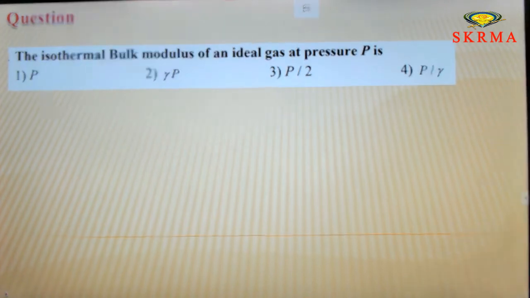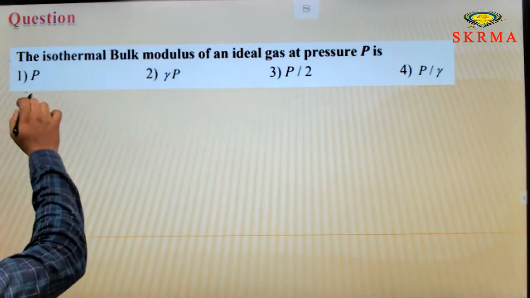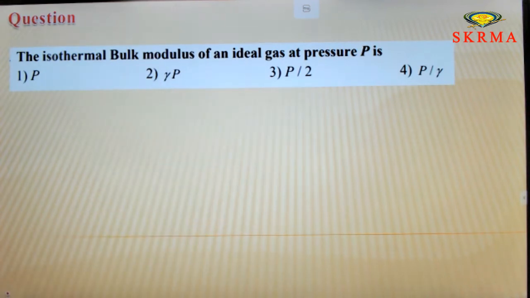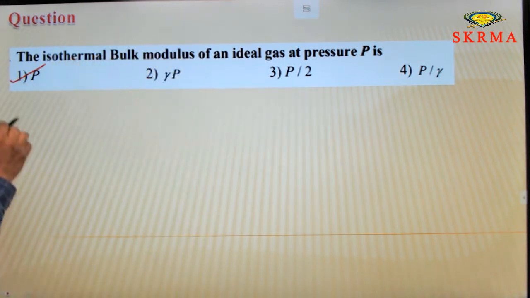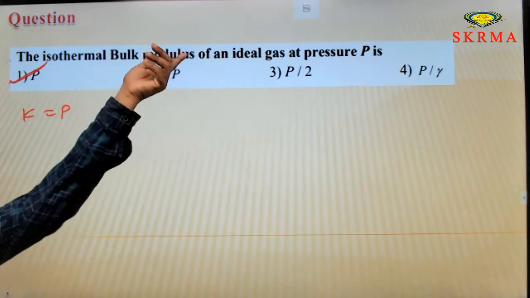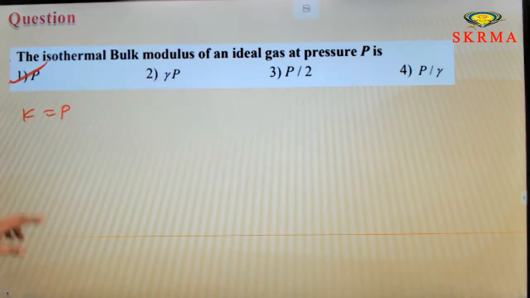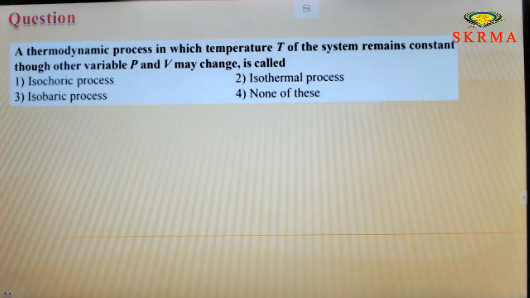Next, isothermal bulk modulus at pressure P is. Bulk modulus is equal to pressure P only in an isothermal process. But in an adiabatic process, it is gamma P. Here it is asking about isothermal only. Isothermal means bulk modulus K equal to P only. For adiabatic, we have to select gamma P. So here the first option is the correct one.